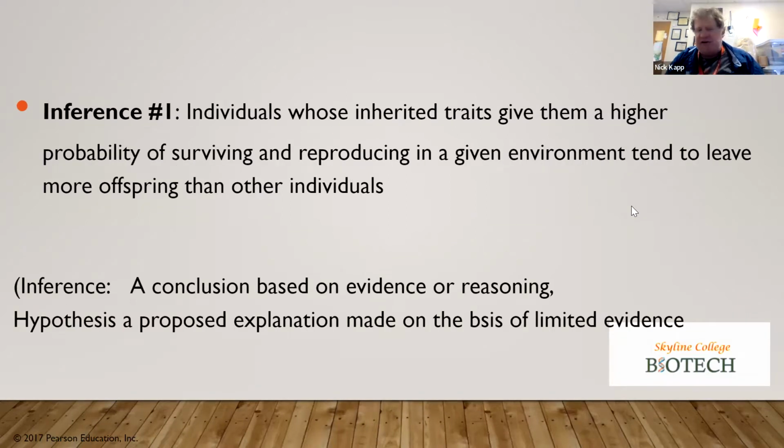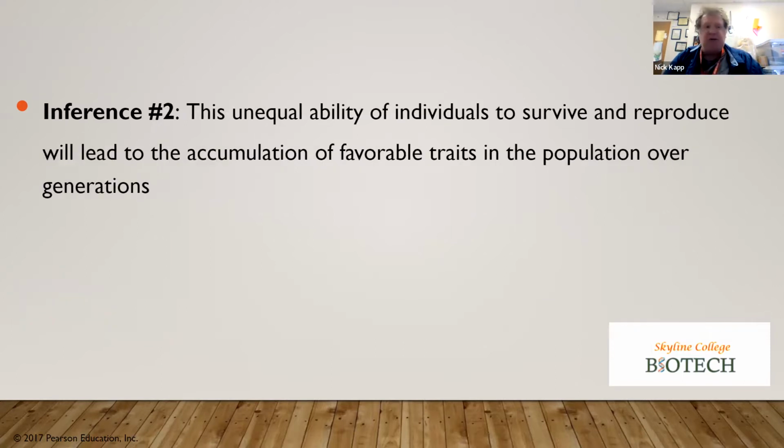And so again, he makes an inference. Observations can lead to hypotheses or inferences. An inference is a conclusion based on your evidence or reasoning. A hypothesis is a proposed explanation on the basis of that kind of limited inference. So inference number 1: individuals whose inherited traits give them a higher probability of surviving and reproducing in a given environment tend to leave more offspring than other individuals. All individuals leave more offspring than they need, but ideally the ones that are better suited to an environment are going to have more of their offspring reproduce.